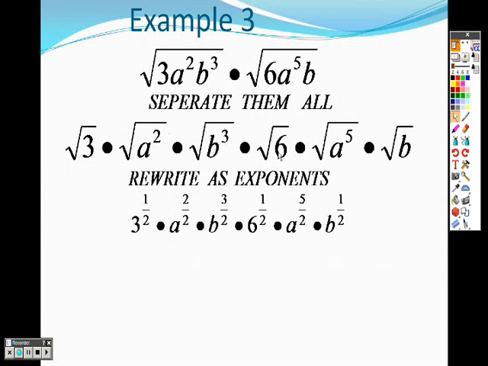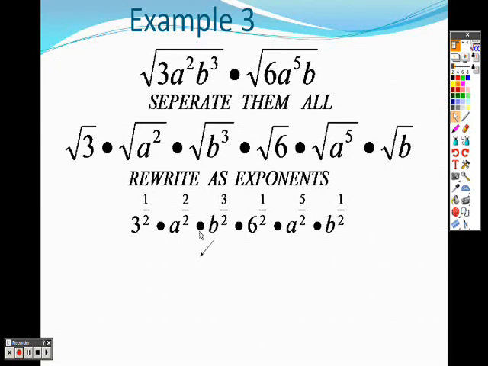That's why we have that down there. This is 6 to the 1 over 2. This is a to the 5 over 2. This is b to the 1 over 2. Okay, now I need to simplify anything that I can.